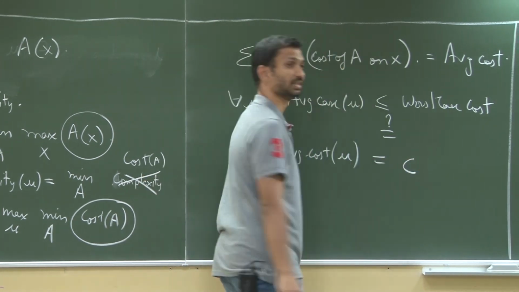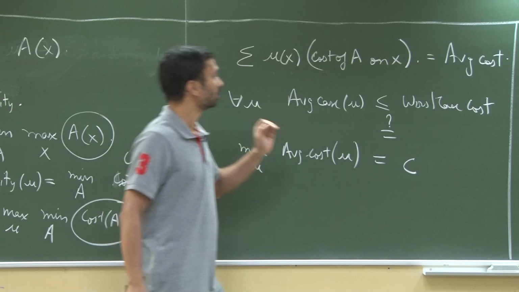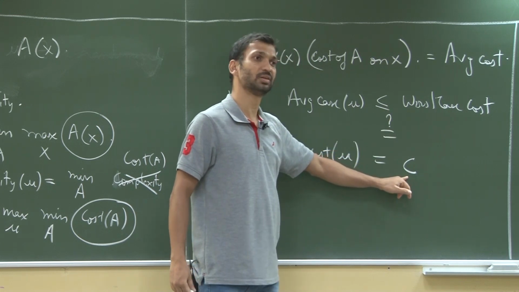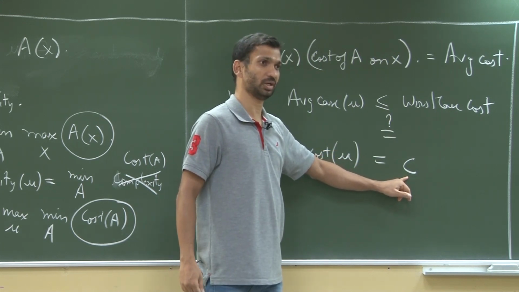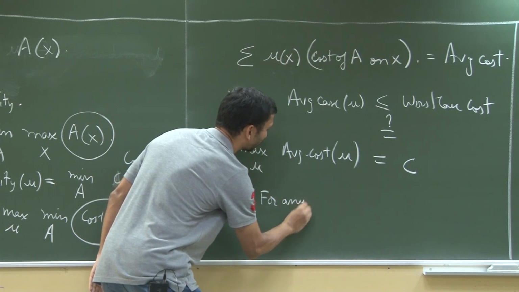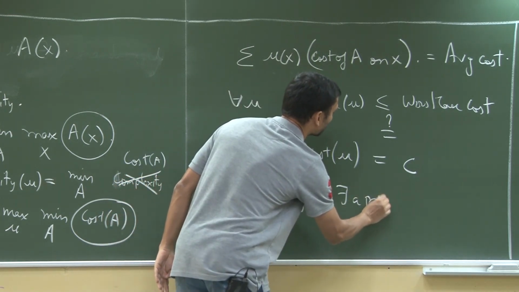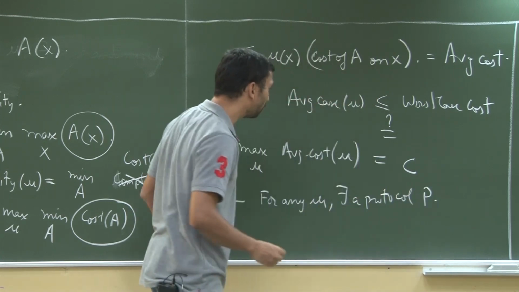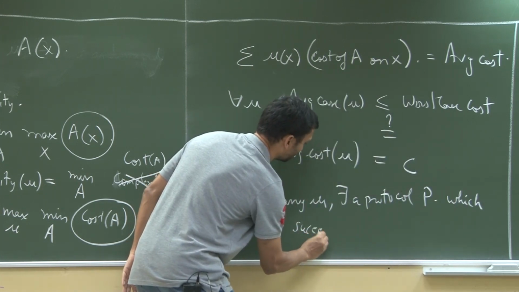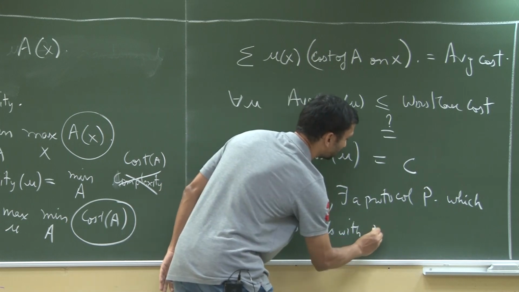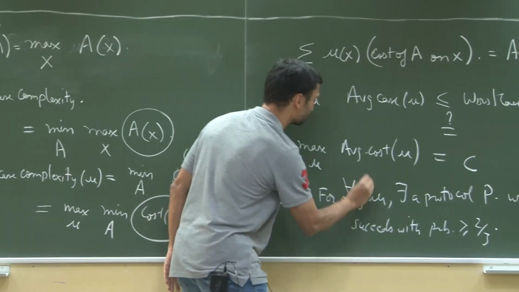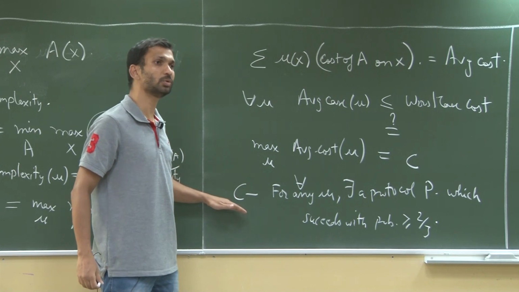I am calling this C. I want to show that there is a worst case algorithm which works with C cost. What does it mean? For any mu, there exists a protocol, a randomized protocol, call it P, which succeeds with probability greater than 2 by 3. So this is, in other words, for all mu. This is the statement I am making about C.